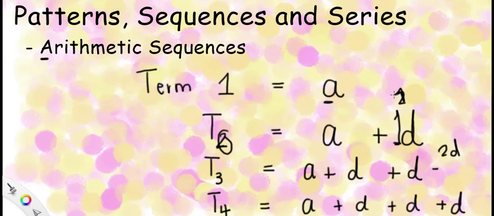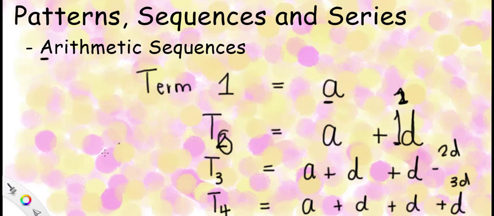Let me rewrite this to 1. Yes, there's a relationship between 2 and 1. There's a relationship between 3 and 2. Let's look at 4 lastly. 4, and you have 3D, because there's 1, 2, 3 Ds. So what's the relationship between N and the multiple of D?